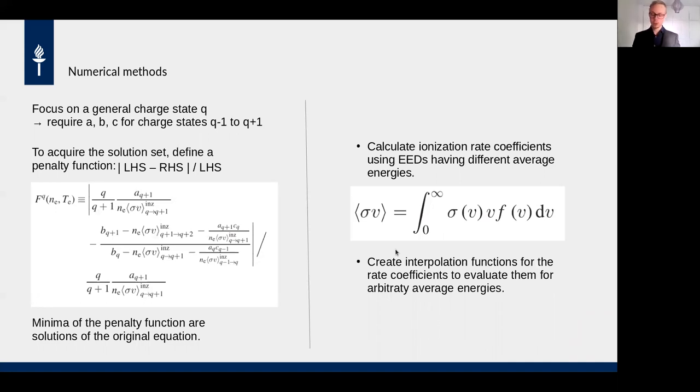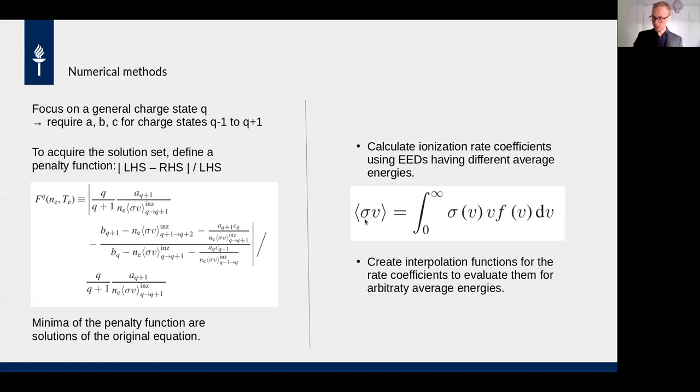We focus on a general charge state Q, which means that we require ABC parameters for Q minus 1 up to Q plus 1, meaning we have to measure at least 5 consecutive transients to obtain those parameters. First and foremost, we define a penalty function to turn the solution of the equation into a minimization problem. We do this by subtracting the right-hand side from the left-hand side of the equation and dividing by the left-hand side. By minimizing the absolute value of this equation, we obtain solutions which satisfy the original equation.